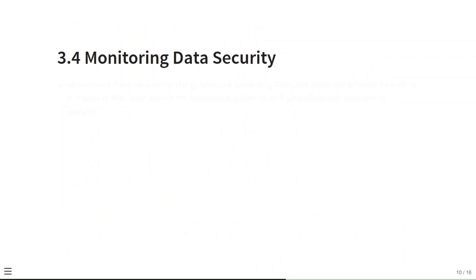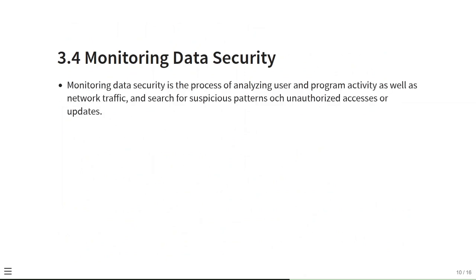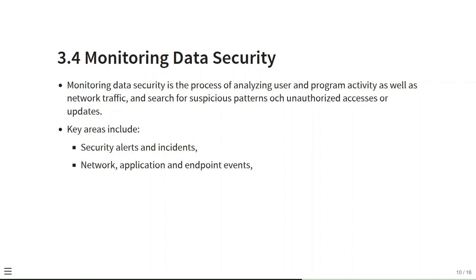Monitoring data security. Monitoring data security is the process of analyzing user and program activity as well as network traffic and search for suspicious pattern and unauthorized accesses or updates. Key areas include security alerts and incidents, network, application and endpoint events, server logs, identity access management, and data loss.